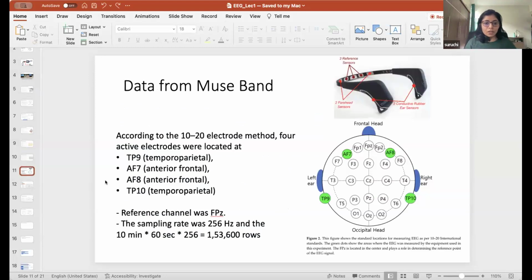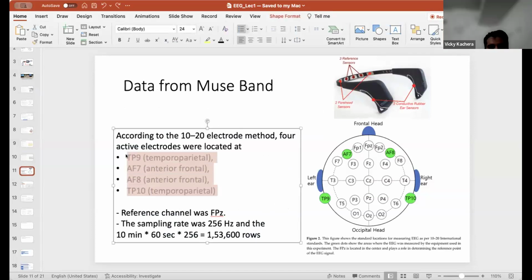Okay, so this we've already talked about. This is what the data look like to me. There are 4 electrodes that they are measuring, and the reference is all 3, so they are taking the average between these two. This is for the Muse band. Only 4 electrodes are there as per the 10-20 system. Exactly, that's also in the 10-20 system, but only 4 electrodes.